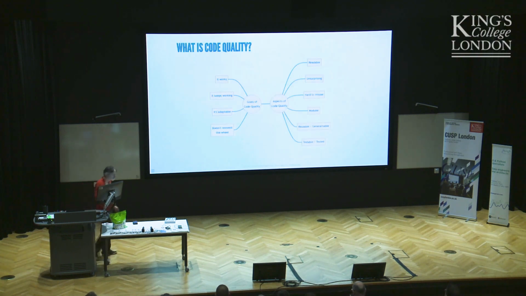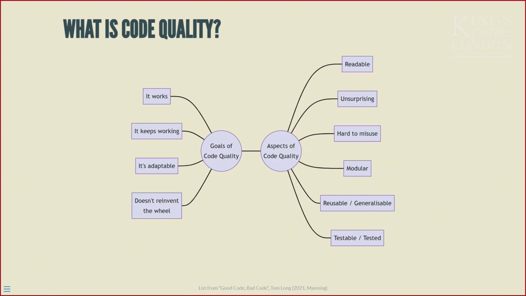Okay, so code quality. I got this picture from a book by Tom Long. You might not be able to read the stuff at the bottom. It's called Good Code, Bad Code, the book. And in it, he describes two separate viewpoints of code quality. So there's the bit on the left-hand side here, which are the aims of what it is about good code that means that it's likely to last the test of time.